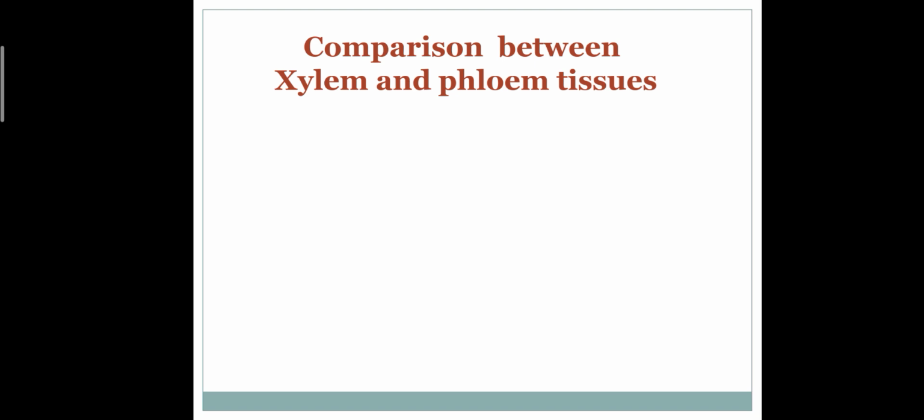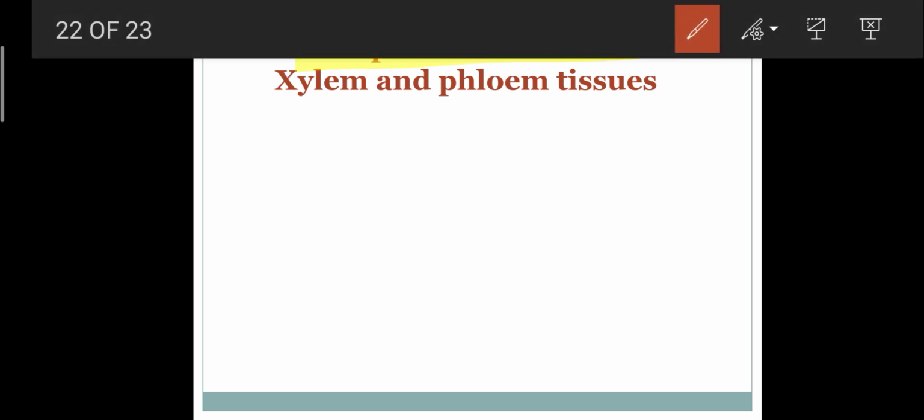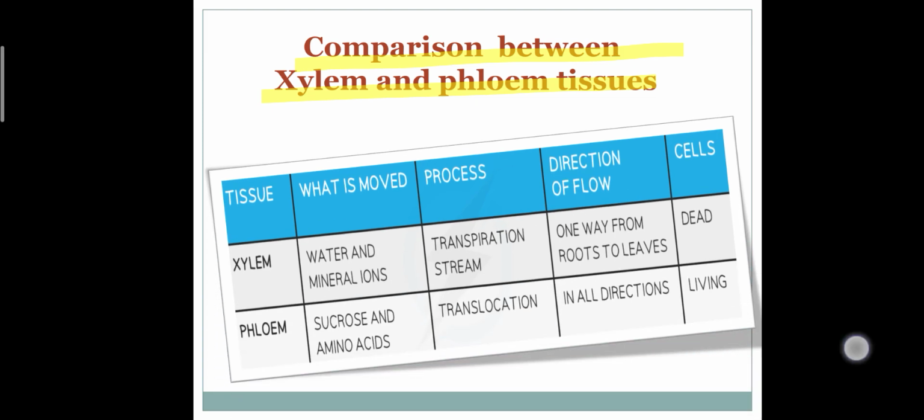Now we will discuss the comparison between xylem and phloem tissues. This diagram is showing the xylem. What is moved? Xylem moves water and mineral ions, the process is the transpiration stream, the direction of flow is one way from the roots to the leaves, and the cells are dead. While in the case of phloem, sucrose and amino acids are moved through the process of translocation, the direction of flow is in all directions, and the cells are living.